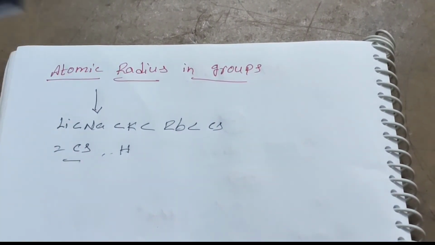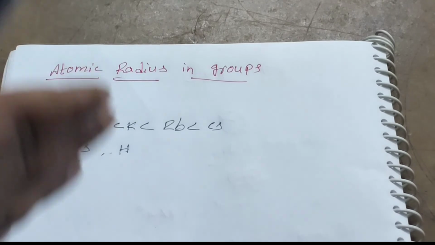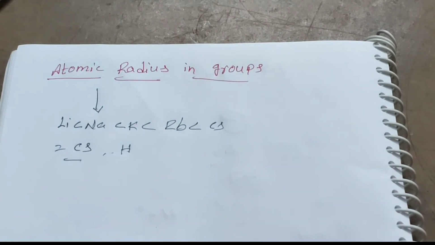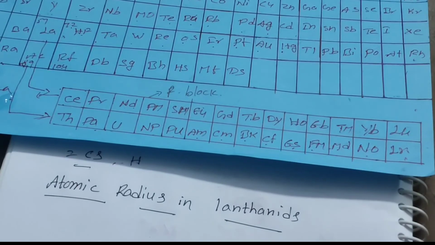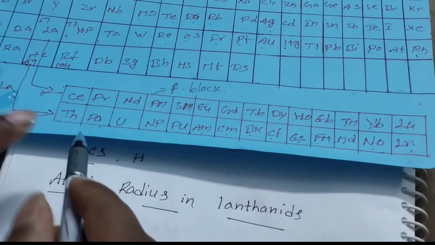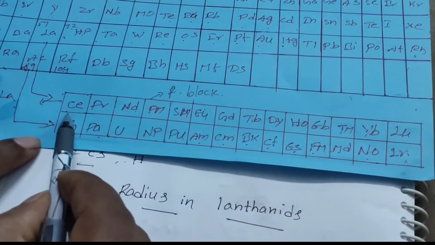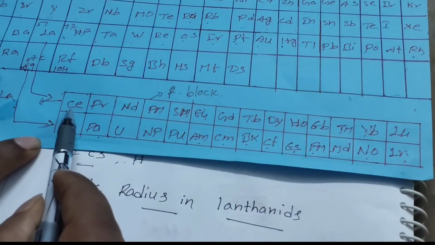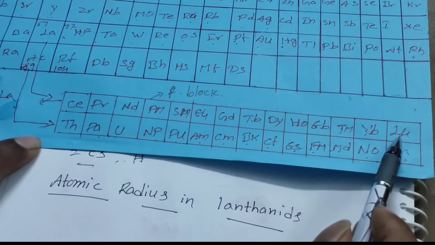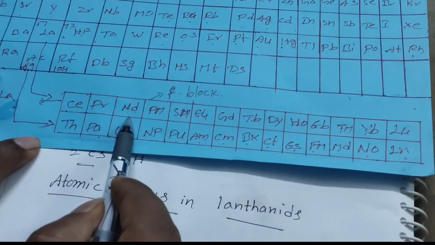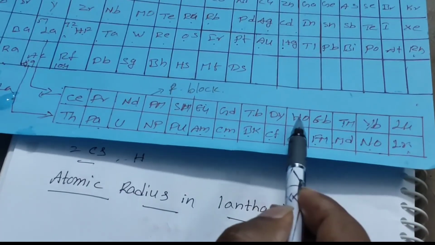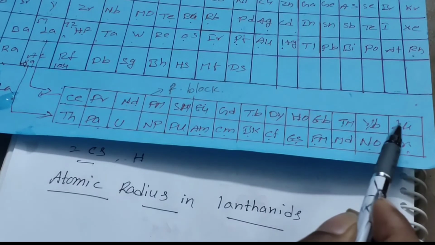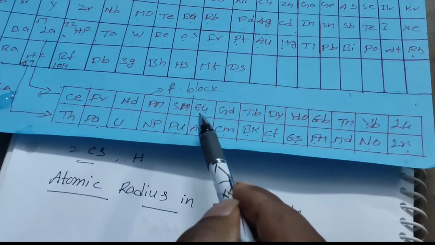Okay, students. Next one, how the atomic radius varies in the lanthanoids and actinoids. That concept we will discuss right now. First, the variation of atomic radius in the lanthanides. Lanthanides are the elements from cerium to lutetium, atomic numbers 58 to 71: cerium, praseodymium, neodymium, promethium, samarium, europium, gadolinium, terbium, dysprosium, holmium, erbium, thulium, ytterbium, lutetium. These are called the lanthanides.